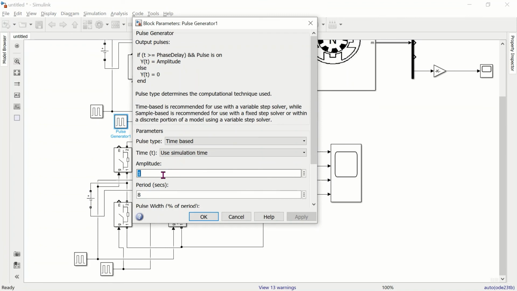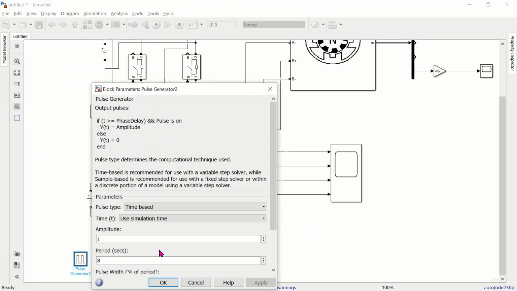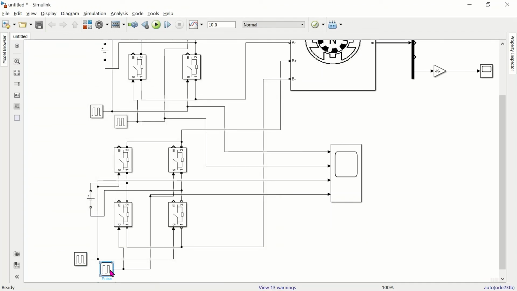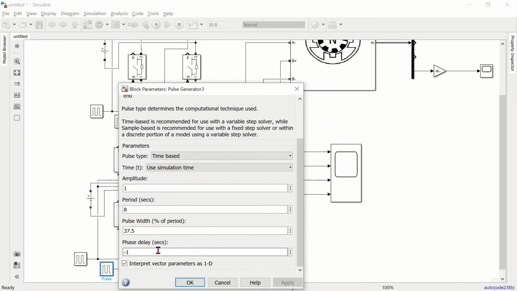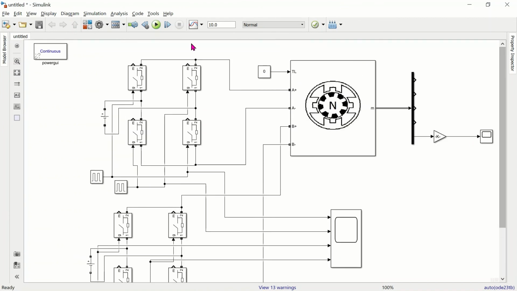This is time delay is 3. Here the time delay is 1. Here the time delay is 5. Now I can run my simulation. I can check my output.